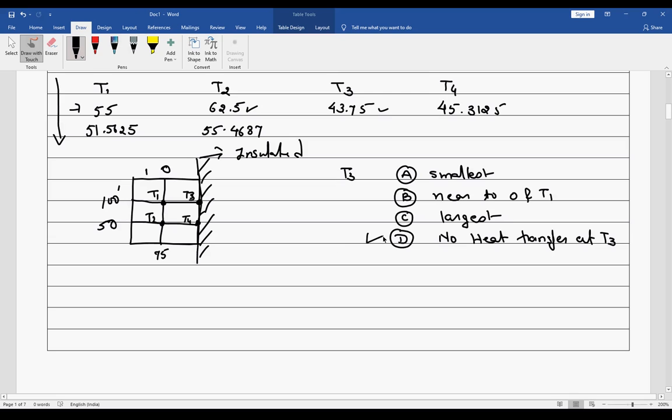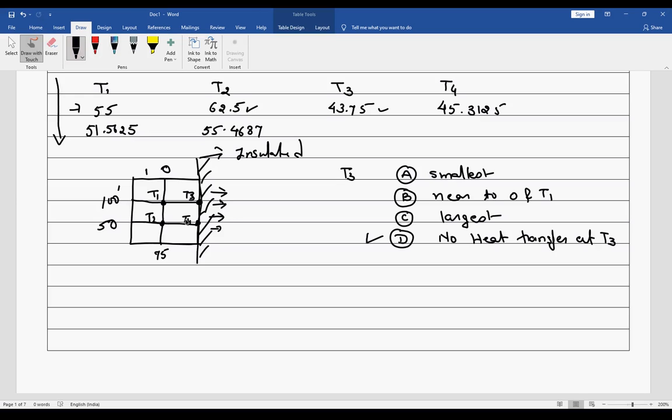So this is the correct answer. Answer D. No heat transfer at T3. So it is insulated, therefore there won't be any kind of heat transfer from T3 on this side. What is the meaning? There is no gradient. Remember Fourier's law of conduction. There is no gradient along this.